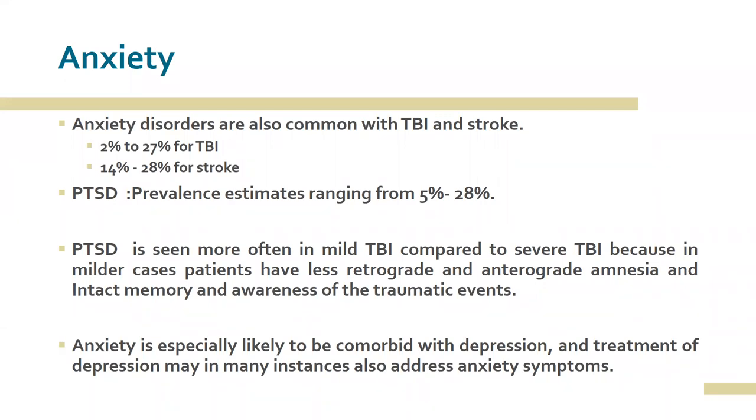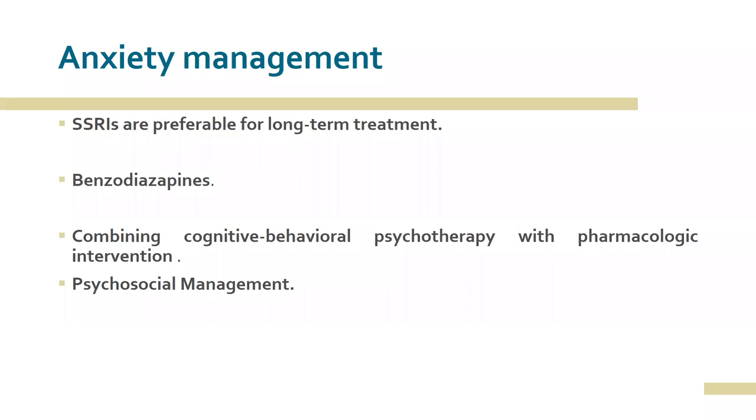After the TBI, because memory loss is not so long, the patient has intrusive recollection of all the traumatic events. So awareness of the traumatic event is there, and the patient may suffer from post-traumatic stress disorder. Anxiety is especially likely to be comorbid with depression. And so treatment of depression and anxiety should be done simultaneously.